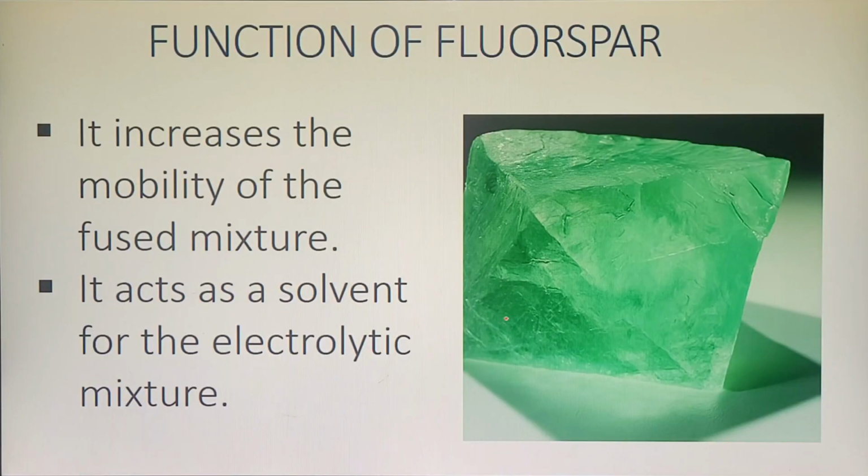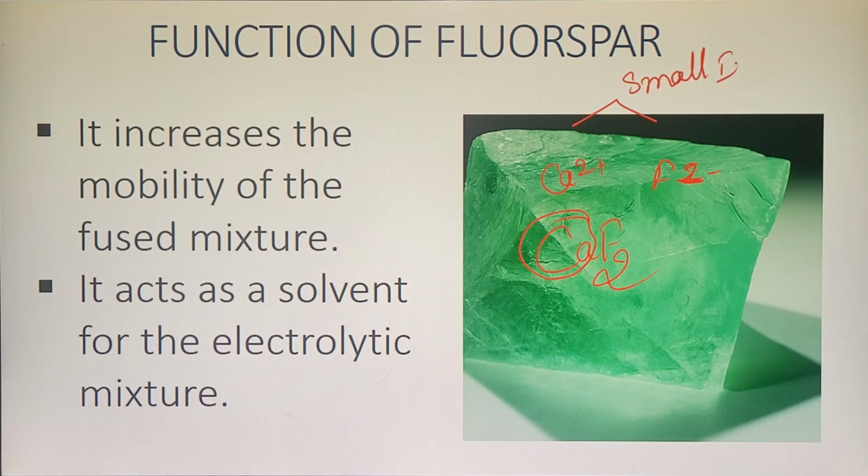Now, if you remember, we are adding the third substance. What is the third substance? This third substance is called fluorspar. What is the formula for fluorspar, children? It is CaF2. Okay. Now please do remember this ion, calcium, that is Ca2+, and fluoride ion, that is F1-. These are extremely small ions.